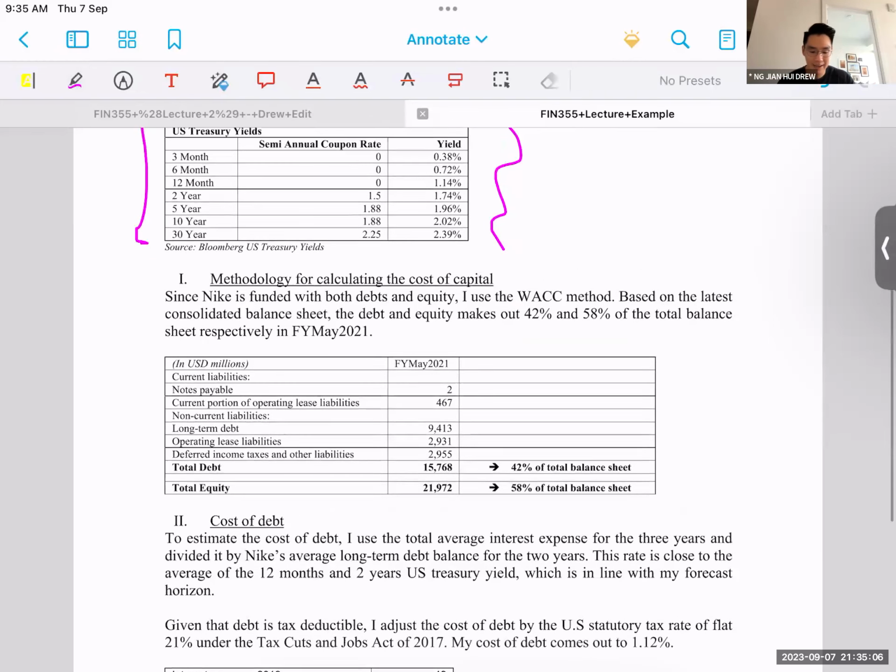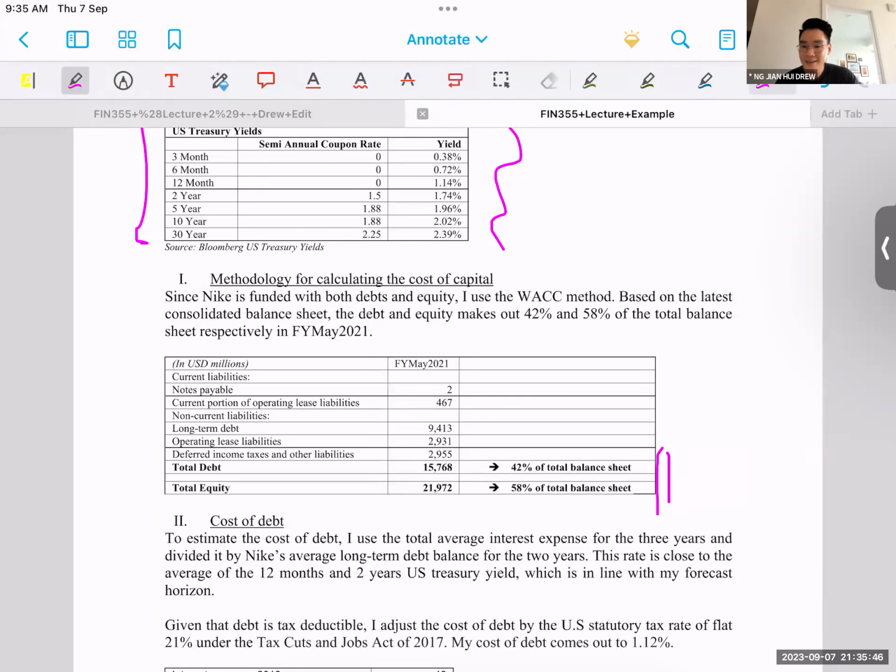Okay, let's look at number 1. We go point by point and we discuss it. Methodology to calculate cost of capital. This is what Andy is writing, so it might be wrong, it might be right, and we need to appraise this. Since Nike is funded with both debt and equity, I use the WACC method. Based on the latest consolidated balance sheet, the debt and equity make up 42% and 58% of the total balance sheet respectively. He even did a calculation for you. Very good. Hopefully you don't look at the answers.